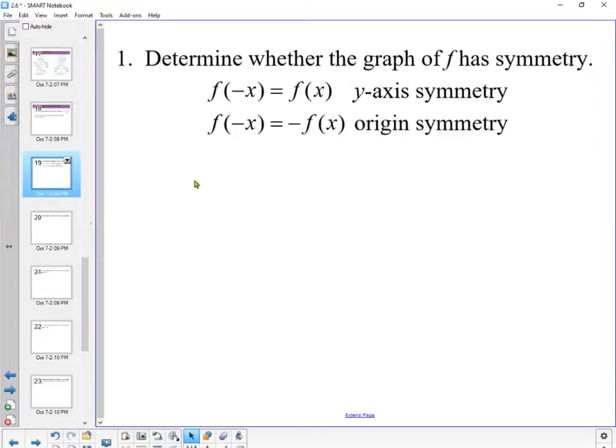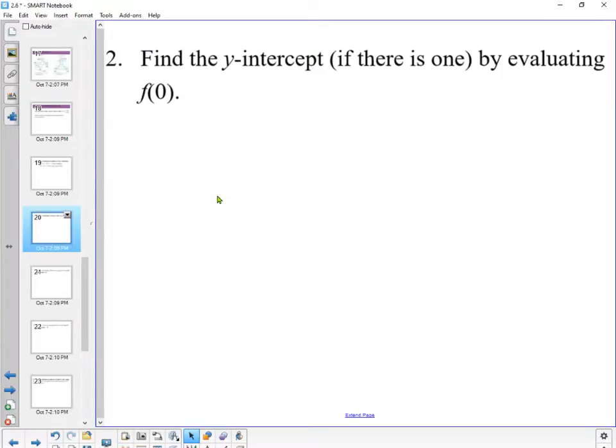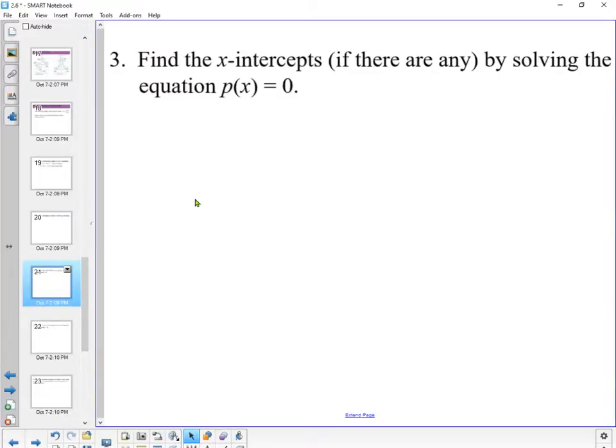So the first strategy is determine whether you have that y symmetry or that origin symmetry. So either one of those. Then you're going to want to check if there's any y-intercepts. That's pretty easy, right? How do you find a y-intercept? Make x equals 0. If you want y-intercepts, you make x 0. You want x-intercepts, you make y 0. And then at this point, we're going to find x-intercepts by making y 0.